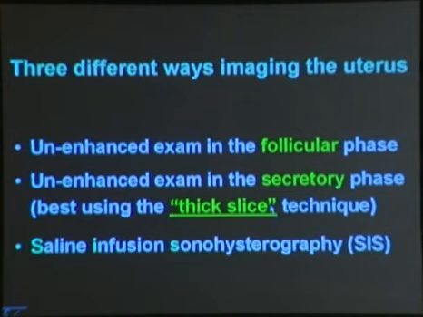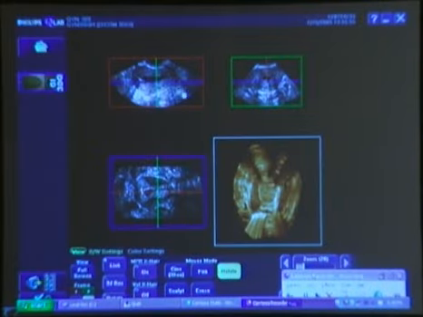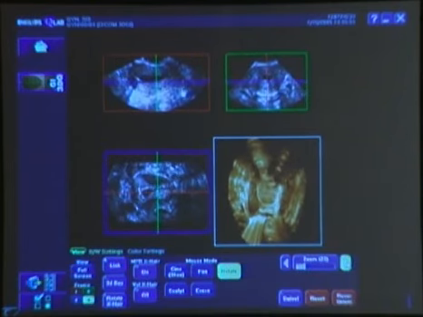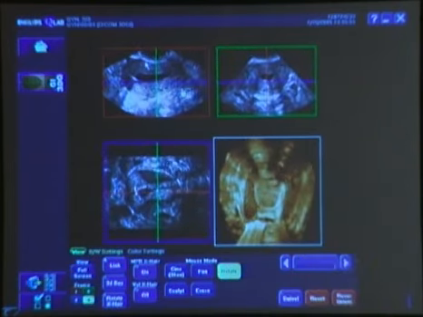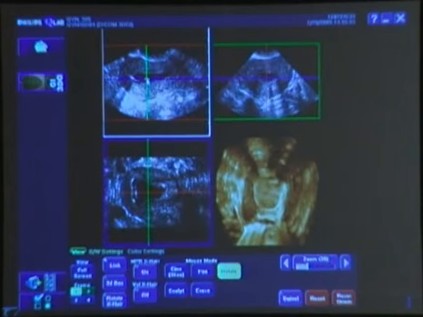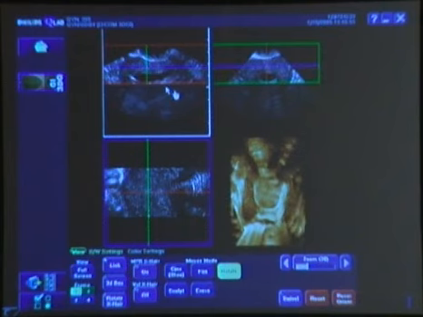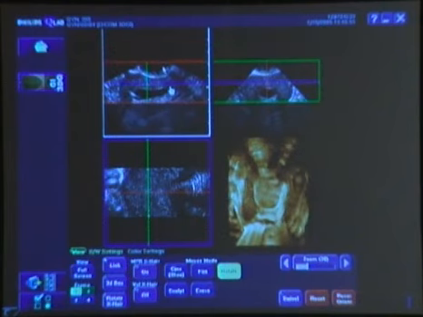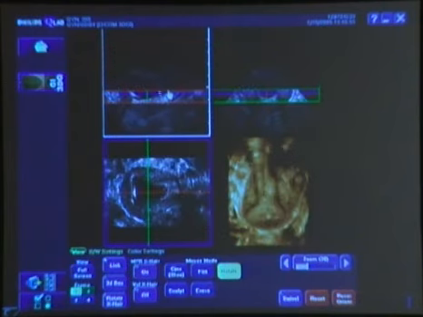And then, of course, the saline infusion. Now, here is a saline infusion that I'm manipulating with the Philips software. I'm not very good at it. You will see it very clearly in a moment. I want to produce the thick slice, so I'm narrowing the slices as you see right there.